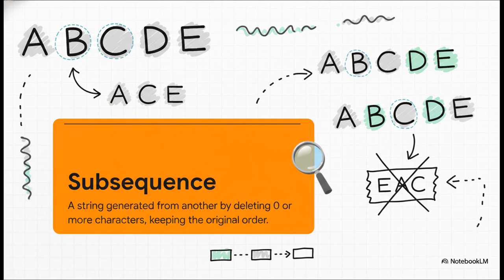First things first, we need to get one key term totally straight. A subsequence. Now this is not the same as a substring, which has to be a continuous block of characters. Nope. A subsequence is way more flexible. You can basically pick characters from a string, and as long as you keep them in their original order, you're golden. So for A, B, C, D, E, ACE is a totally valid subsequence, but EAC isn't, because you changed the order.